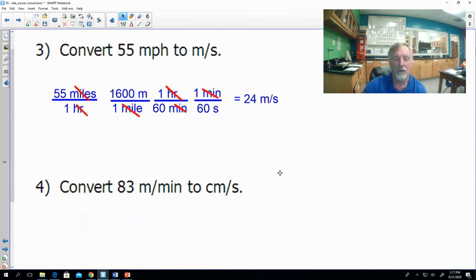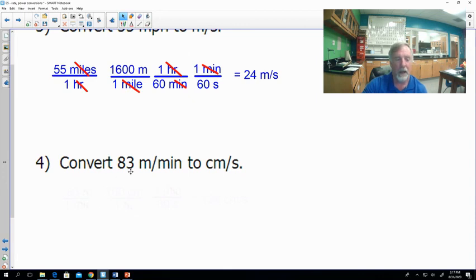All right, guys, one more example for the day and we're done. 83 meters per minute to centimeters per second. So how do we write that? We write 83 meters on the top. We put 1 minute on the bottom. That's what it told us, meters per minute.